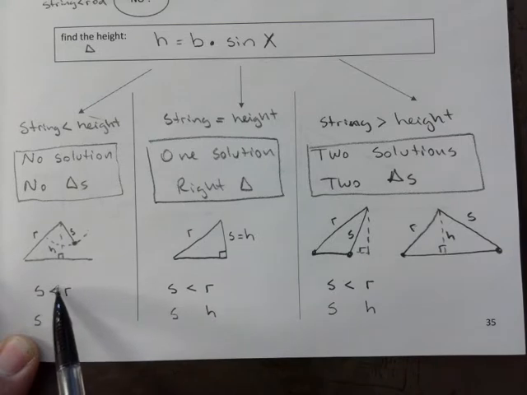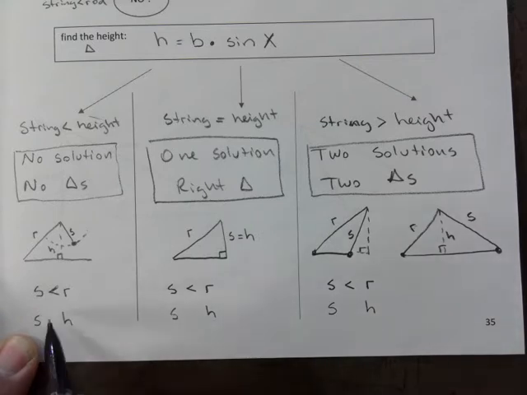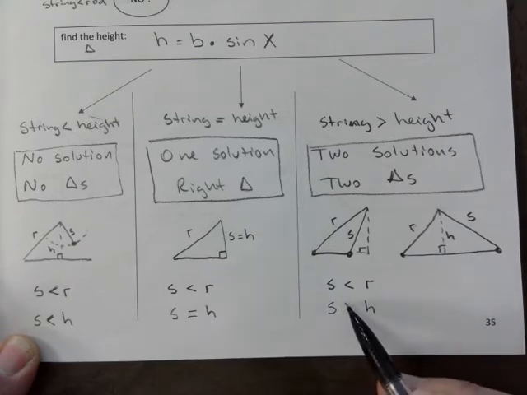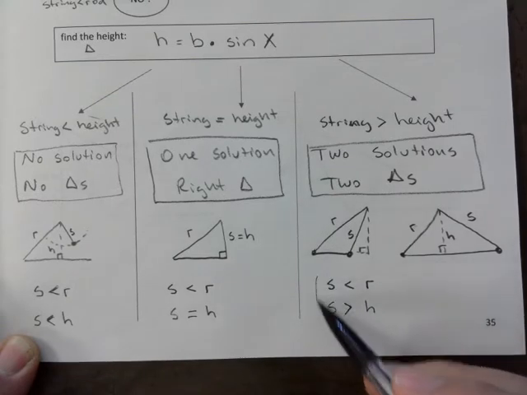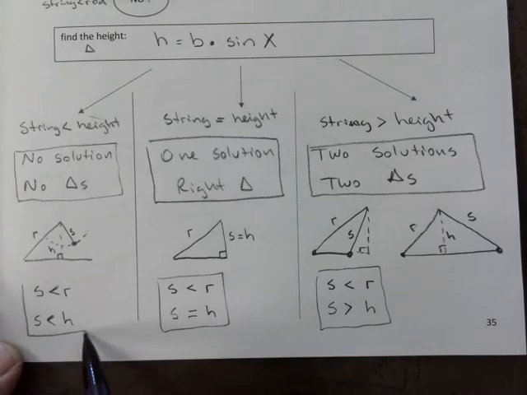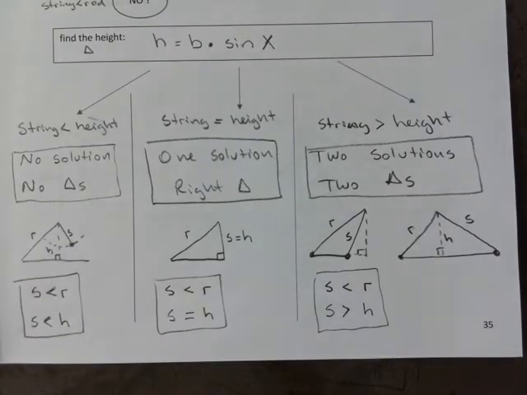So the first step is always comparing the string and the rod. Then the second step is comparing the string and the height. For this particular case, what did we determine? That the string was shorter than the height. Here, the string was exactly equal to the height. And here the string was actually longer than the height. So from time to time, I'll ask you to justify using the correct notation. And I think, yeah, it's good. We'll leave it like that.